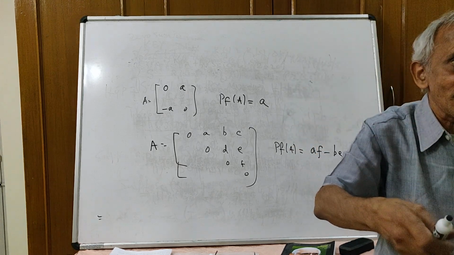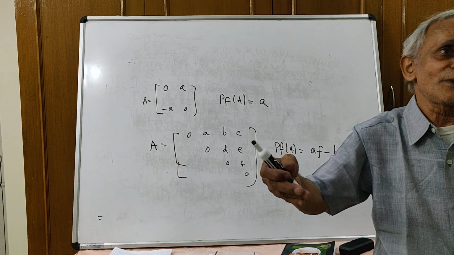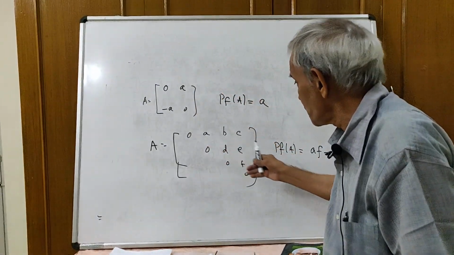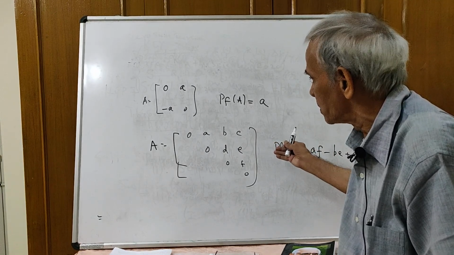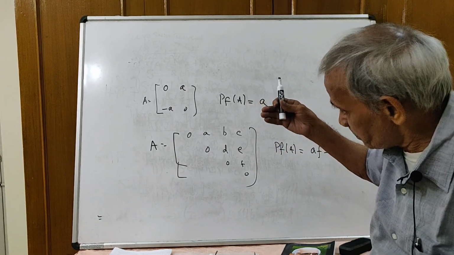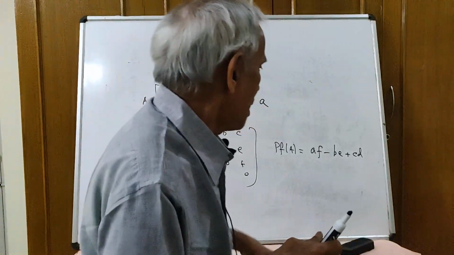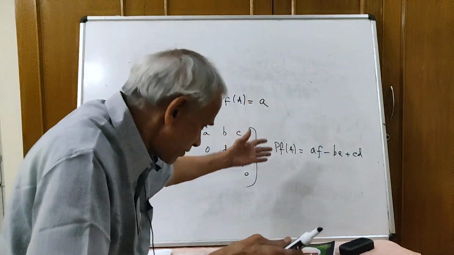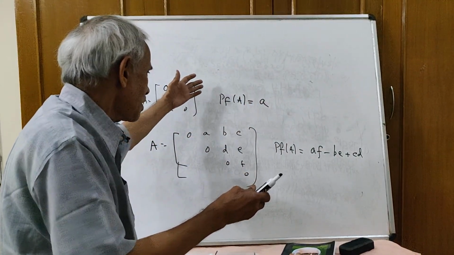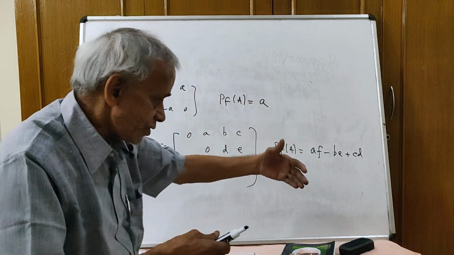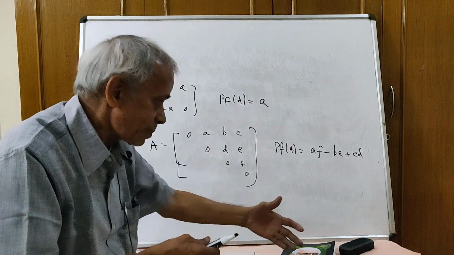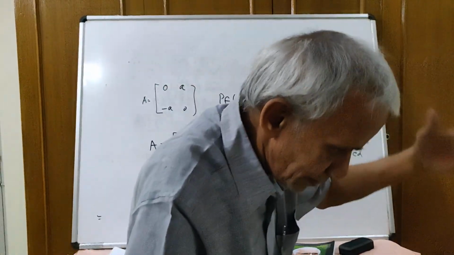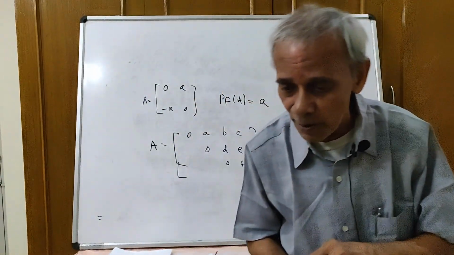What is a Pfaffian? I don't want to get into the actual definition, but those of you who are interested can always go back to the definition without any problem. But let me define it first for 2 by 2: 0, a, minus a, 0. Suppose A is this, then the Pfaffian of A is simply a. If a is positive, the Pfaffian is positive. If a is negative, this is negative. This is for 2 by 2.